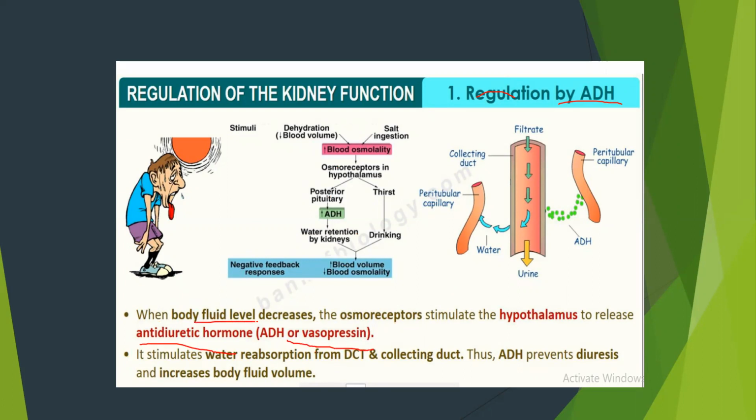Now, when the body fluid level decreases, the osmoreceptors get stimulated, and they stimulate the hypothalamus to release this particular hormone, that is ADH. When this ADH hormone is released, it in turn stimulates water reabsorption from the DCT and collecting duct. Thus, ADH prevents diuresis, and it also increases the body fluid volume.